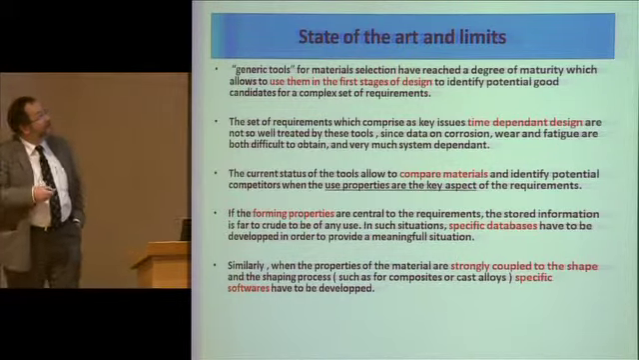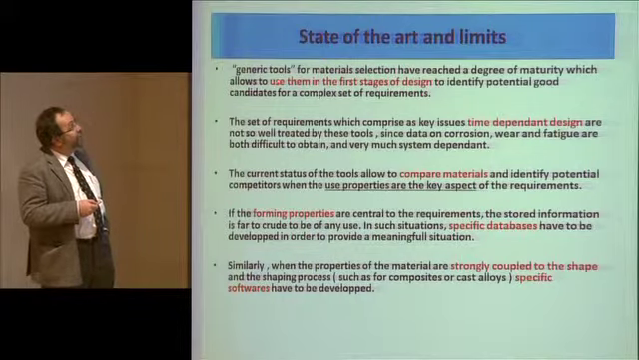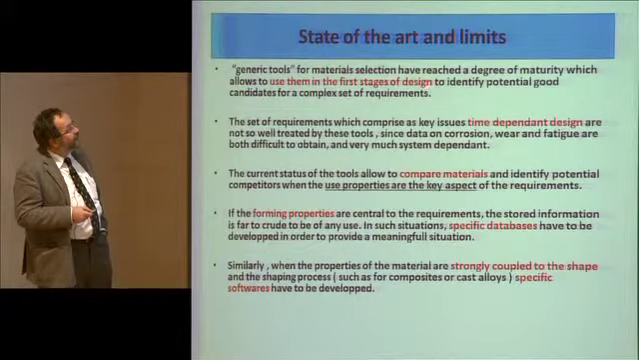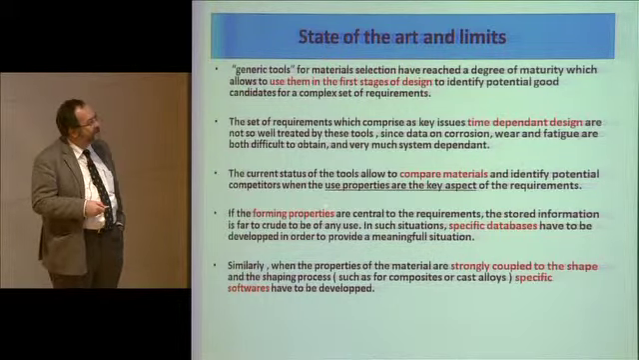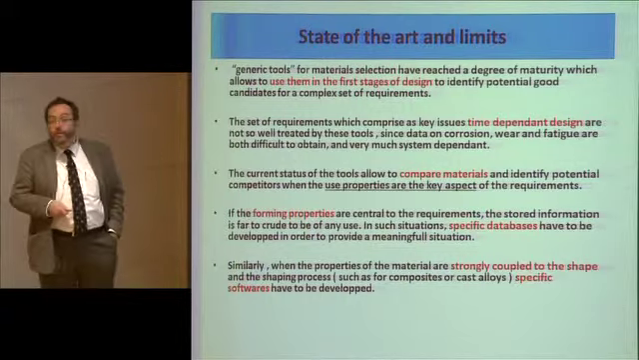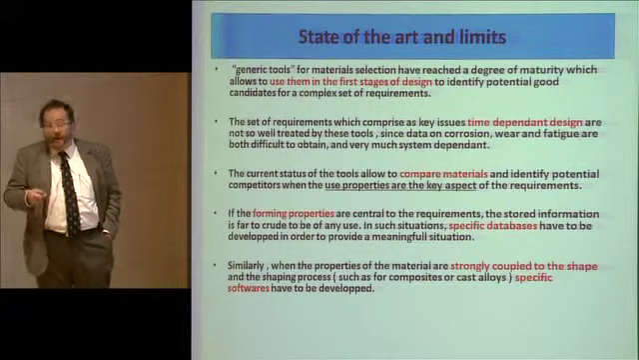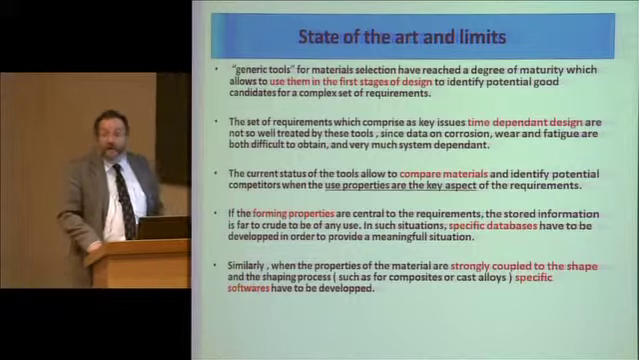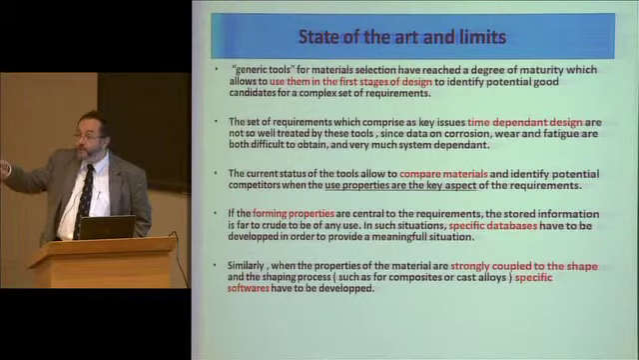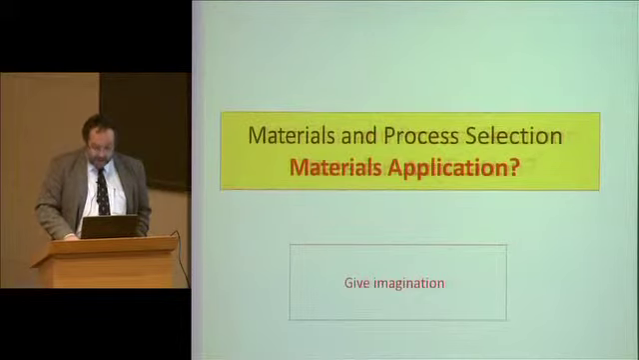So, if I talk about the state of the art and limitations, you have generic tools that are well adapted to the initial stages of design. If you have time-dependent issues, we're not very good at that yet. If you try to compare materials, it's performance indexes, usually. If you look at forming properties, you need to store expertise information. And the lower down you go in the selection tree structure, the more you need dedicated software solutions.